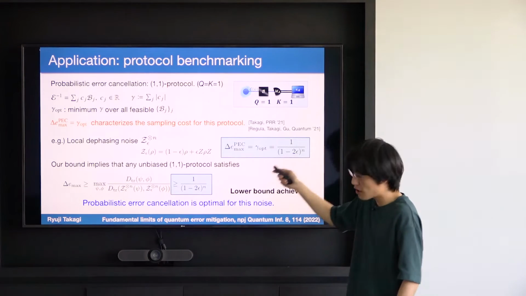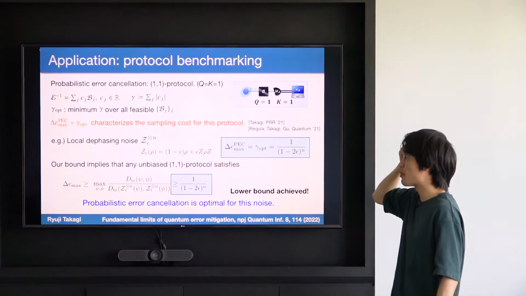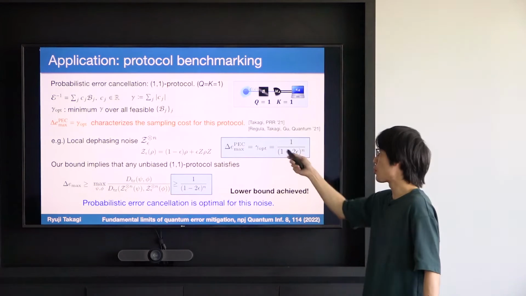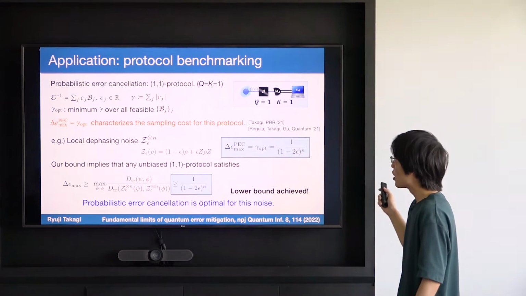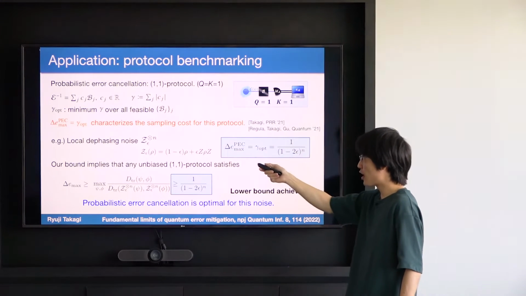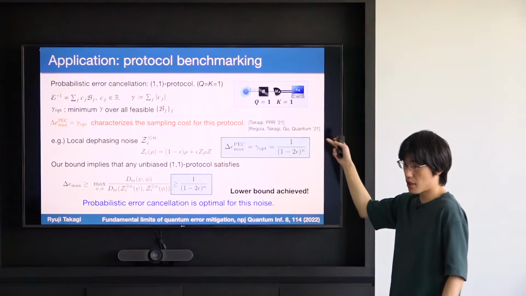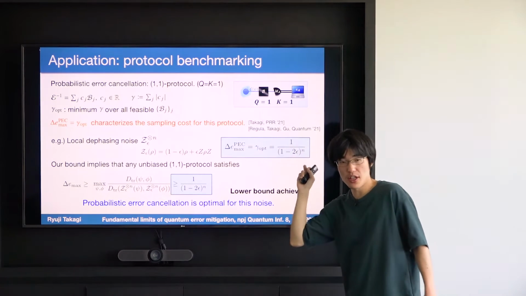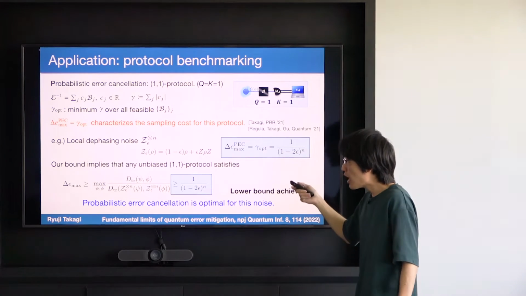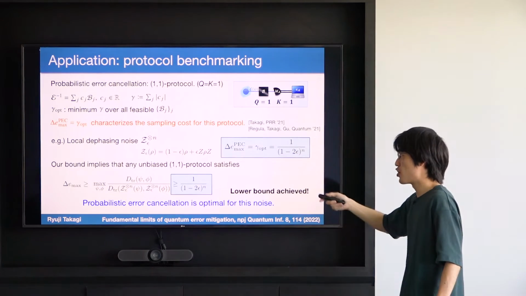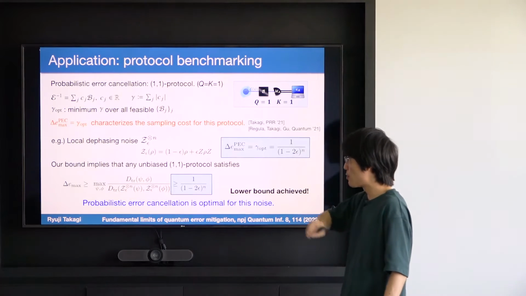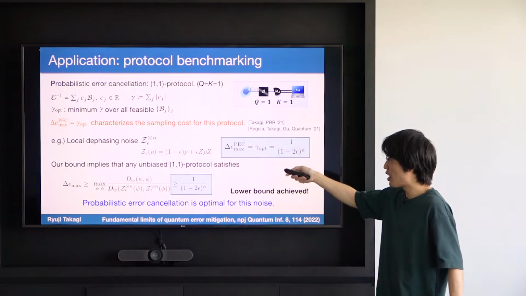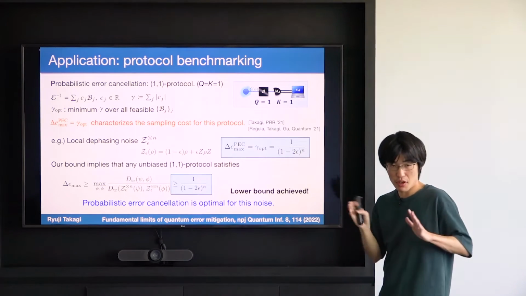To do that, let me bring up again the probabilistic cancellation method, which is an example of a 1-1 protocol: Q is 1, K is 1. This is a reminder that I decompose the inverse map as a linear combination, and I define gamma as the absolute sum of the coefficients. I can also consider the optimized version, gamma optimal, which is also optimized over the basis operations. Technical side aside, this is basically gamma.